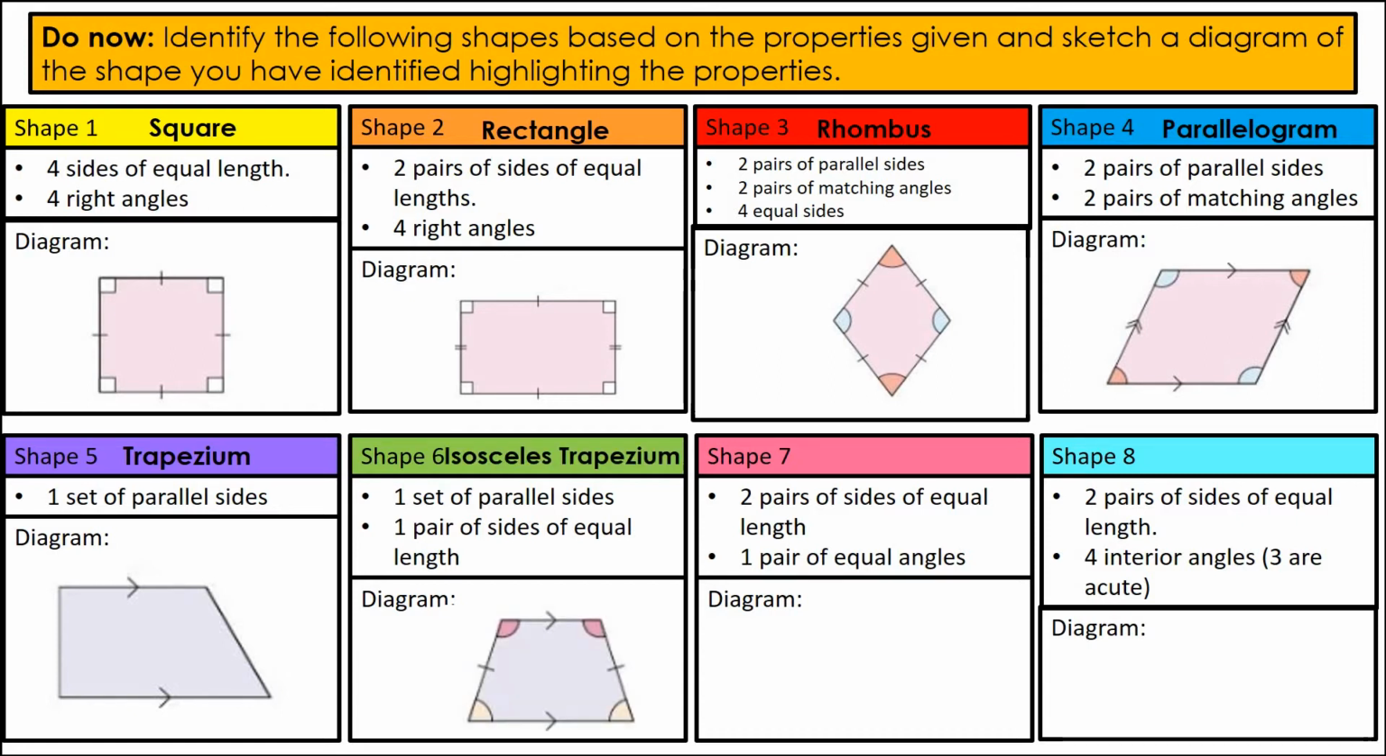And shape 6 is an isosceles trapezium, where we've got one pair of lengths that are the same. Shape 7, two pairs of equal sides and one pair of equal angles, is a kite. And shape 8 is an arrowhead. I would pause the video and make sure you've got all those names and diagrams correct.